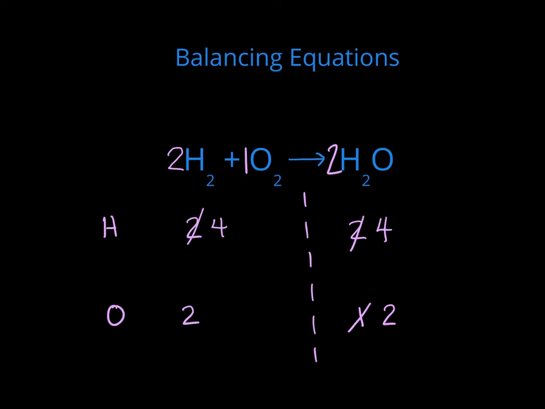So if we change one of our coefficients, we have to change all of the rest of the coefficients in the same way. So for example, if we have 4 molecules of hydrogen gas, that means that we need 2 molecules of oxygen gas to combine with it in order to form 4 molecules of water.